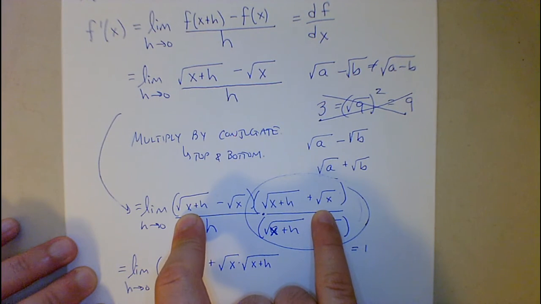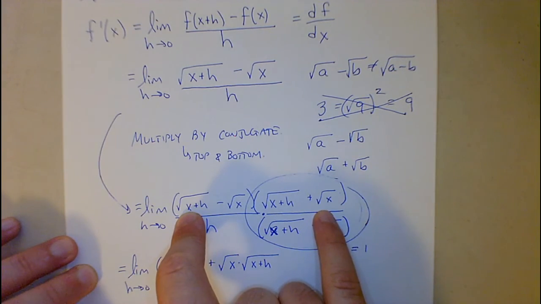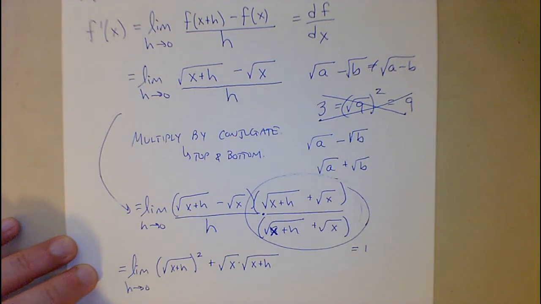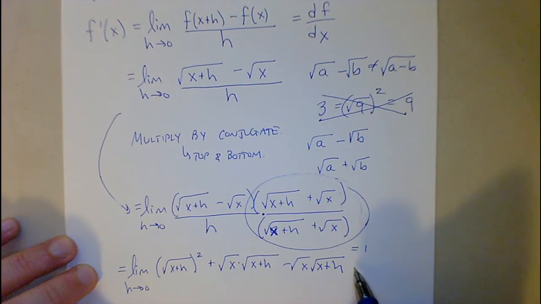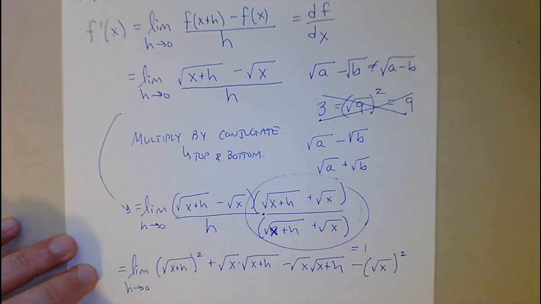I wrote them backwards from how they appear, but we all know the commutative property says it doesn't matter what order you multiply two things in like this. Now I have a minus square root of x times the square root of x plus h. And finally, minus square root of x quantity squared. Okay, because a negative times a positive is negative. Square root of x times the square root of x is something times itself. And I divide all that by h.